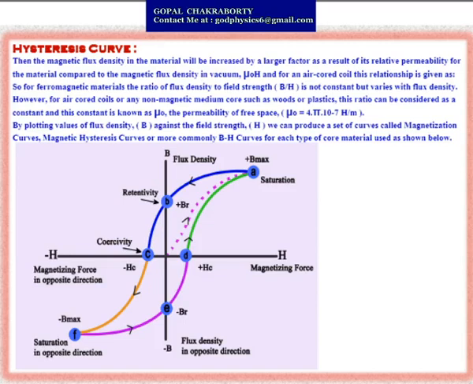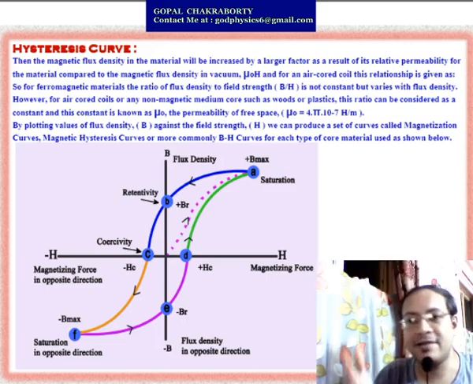By plotting the values of flux density B against the field strength H, we can produce a set of curves called magnetization curves and magnetic hysteresis curves, or more commonly BH curves, for each type of core material used, as shown below. So the graph is here.